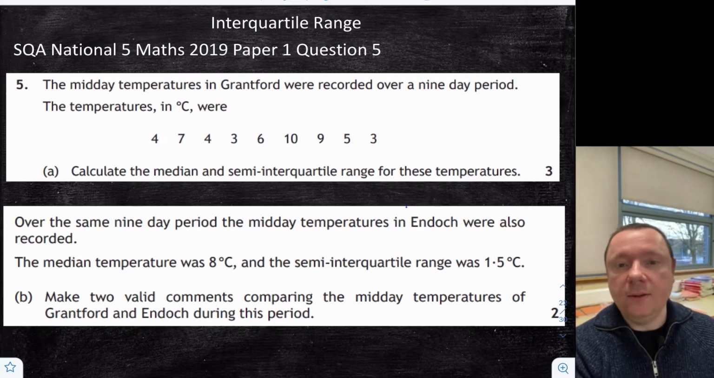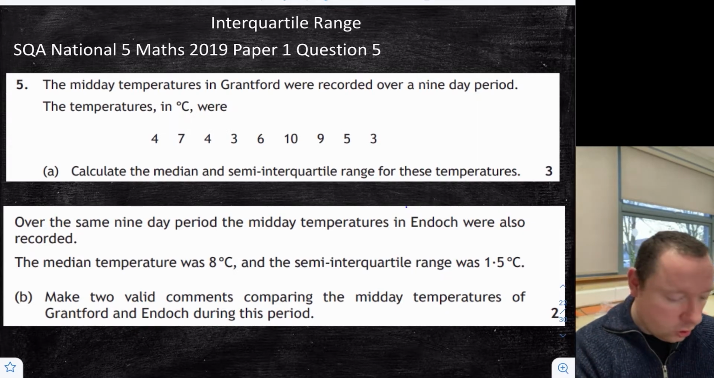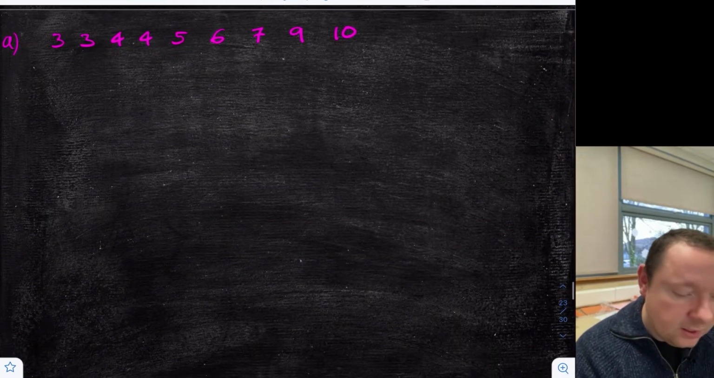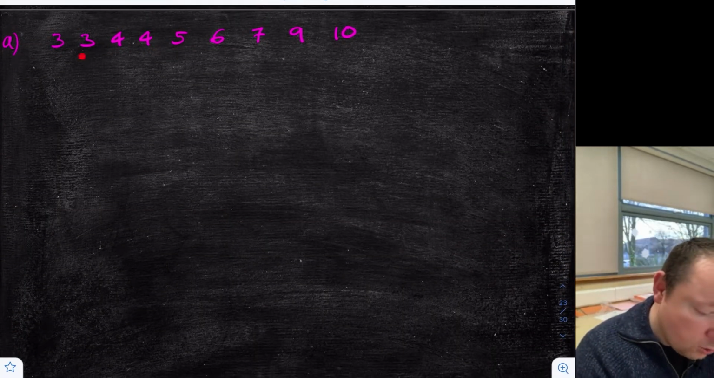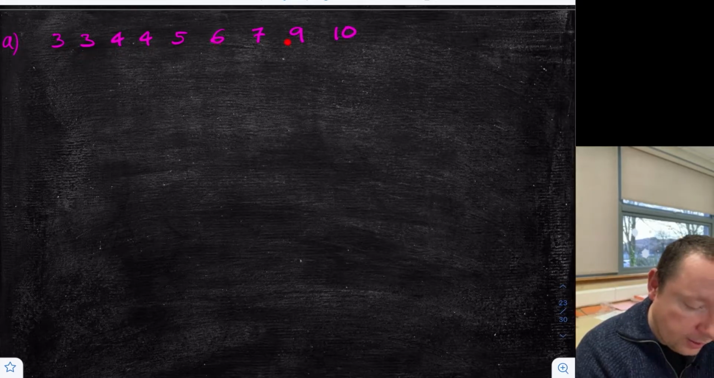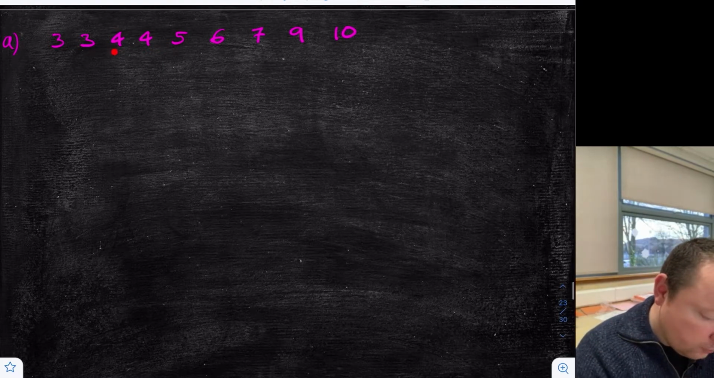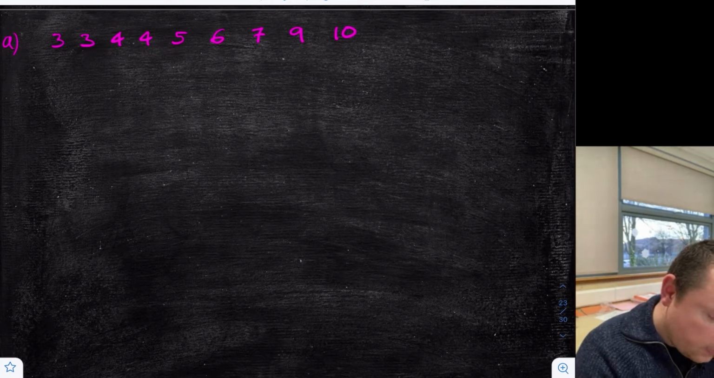So remember, for median and semi-interquartile range, we need the data to be in order. So let's start with that. I've already put the data in order for us, and we need to find the middle of that. So there's 1, 2, 3, 4, 5, 6, 7, 8, 9. So 9 plus 1 is 10. The median happens at 5. 1, 2, 3, 4, 5. So there's my median right here.